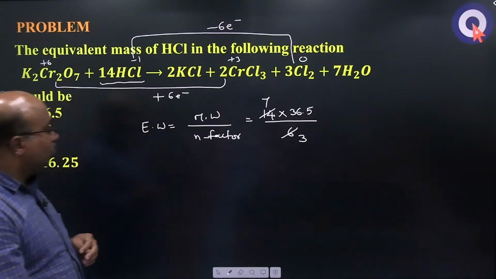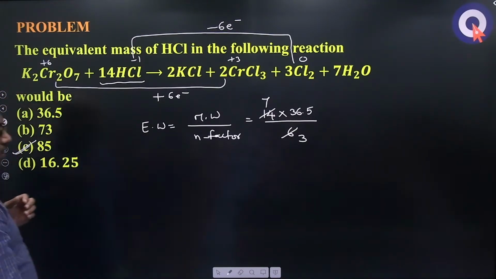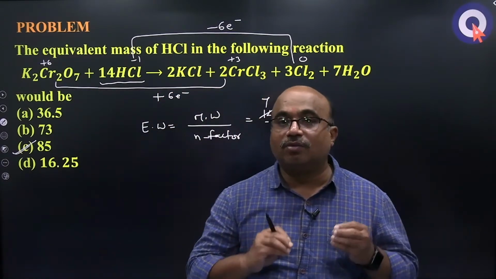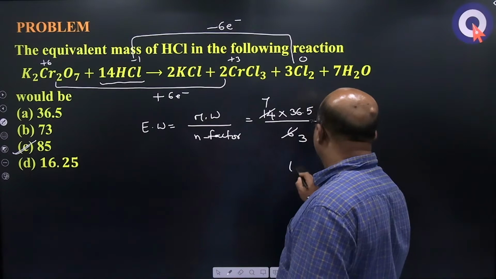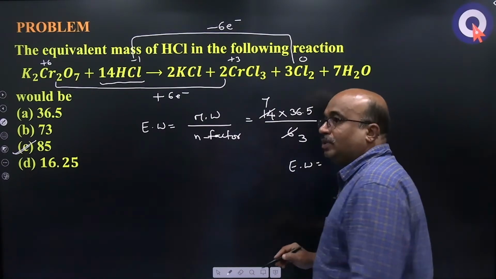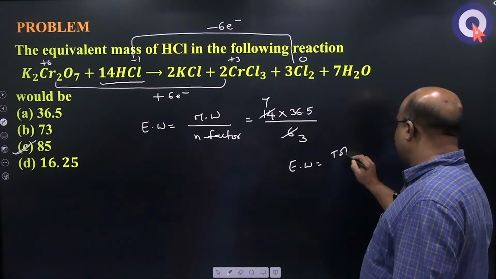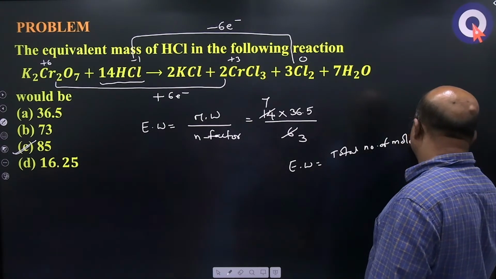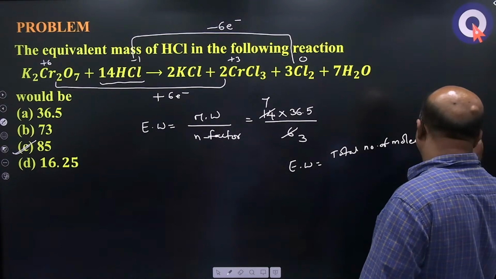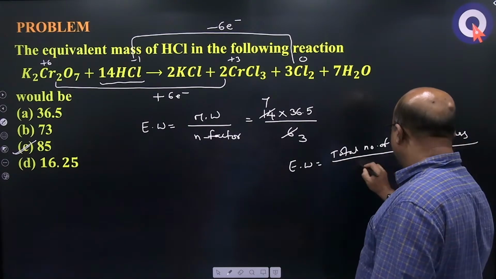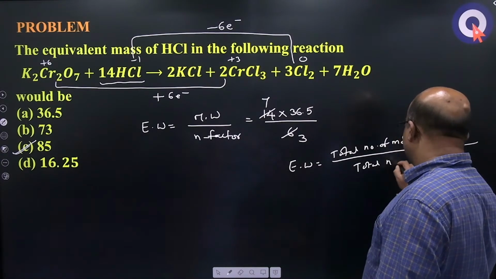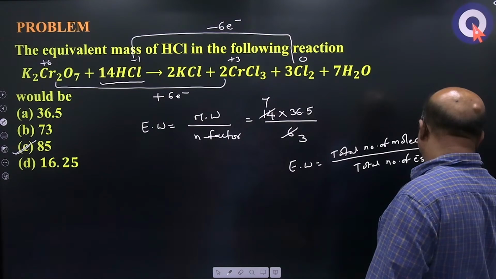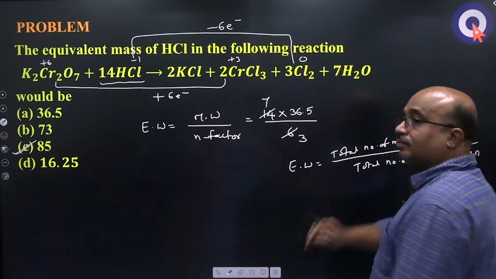So let us move on to the next thing. Equivalent weight is always the total number of molecules by total number of electrons involved. So what is generally used as the equivalent weight formula? It is molecular mass by the total number of electrons in the process, in the reaction. Okay?